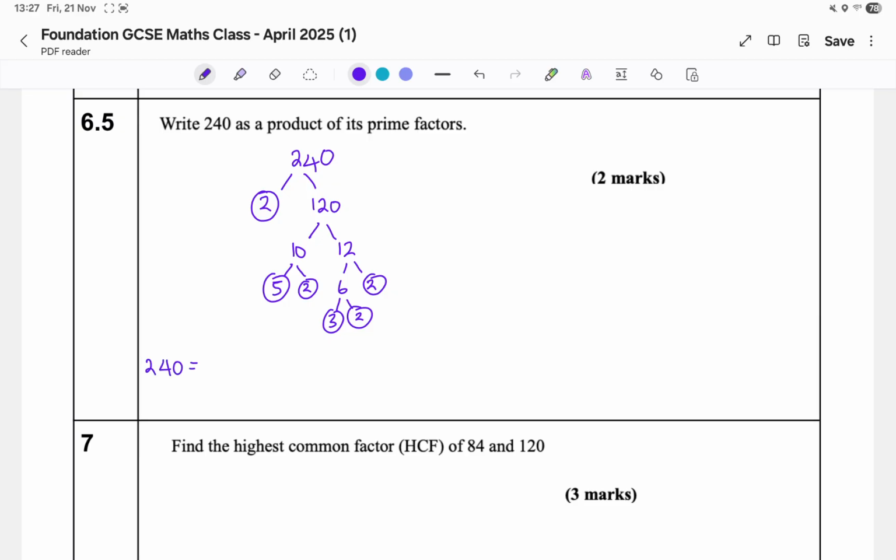So 2 times 2 times 2 times 2 times 3 times 5. And you can simplify it further by writing 2 to the power of 4, because 2 occurs 4 times, times 3, times 5. So this is the correct way of writing it. It's the simplified way of writing it.